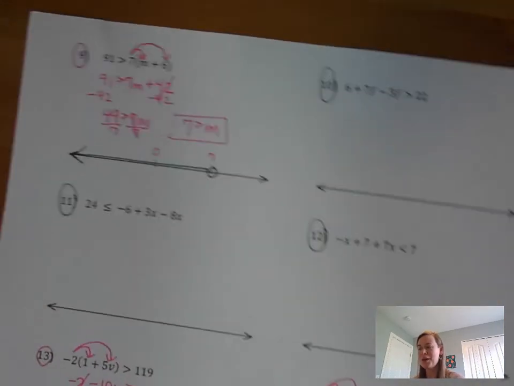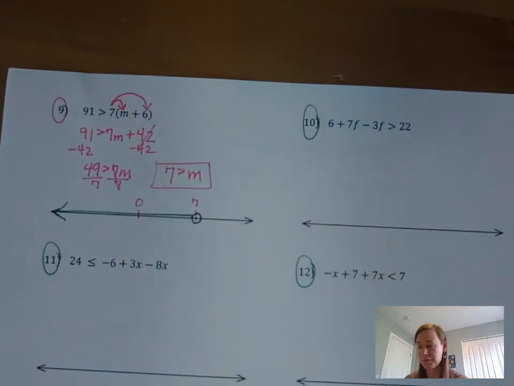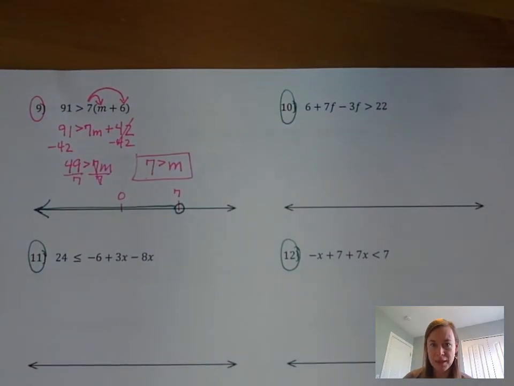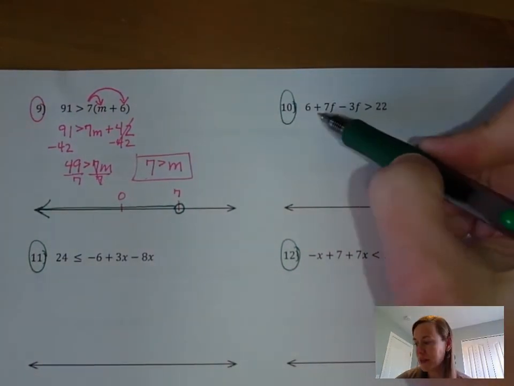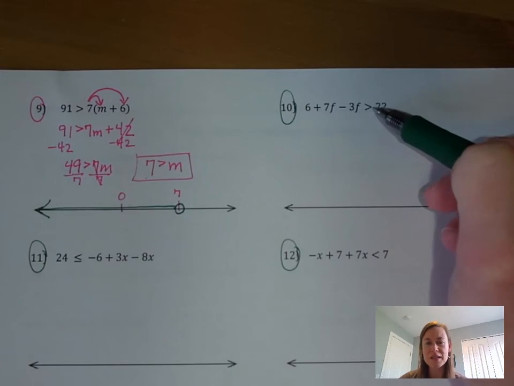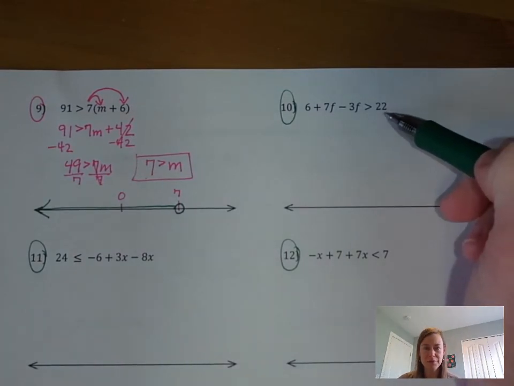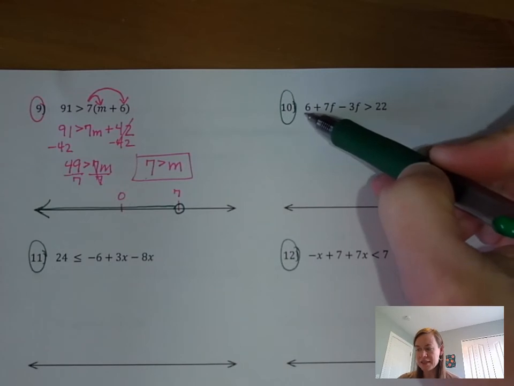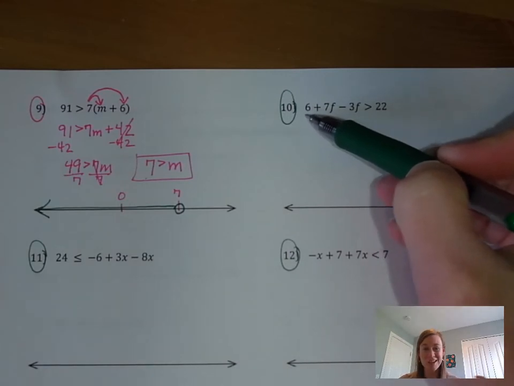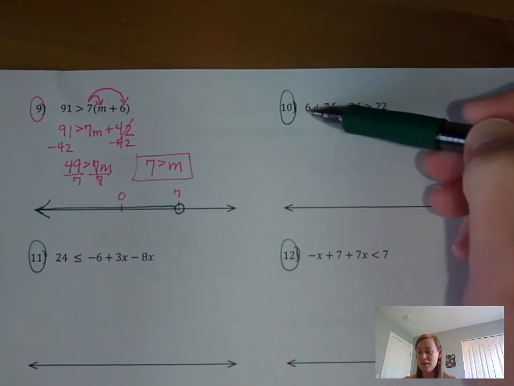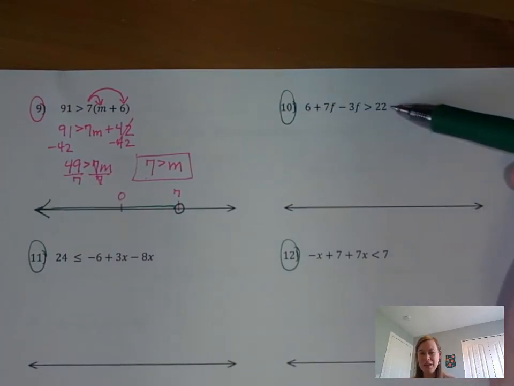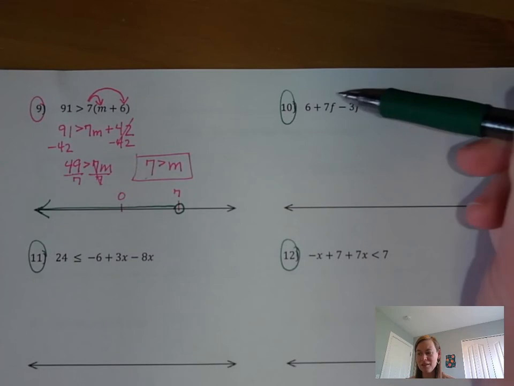Now we're going to do those problems I circled in green, and those are the combine like terms problems. Okay, so we have 6 plus 7f minus 3f is greater than 22. So where are some like terms here? Is there anything like the 6? The 6 is what we call a constant. It's just a number by itself, no variable. That's a constant. Well, there's a constant over here, right? Can we combine those two together?